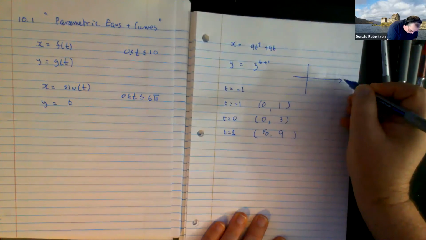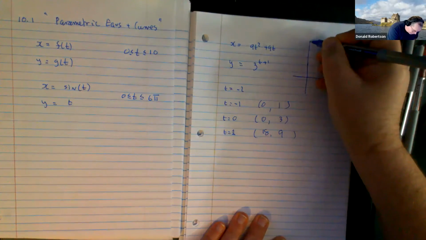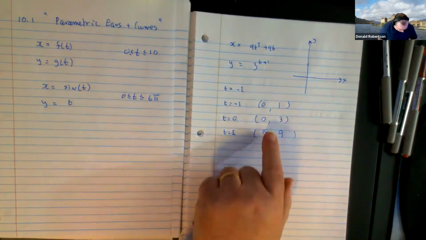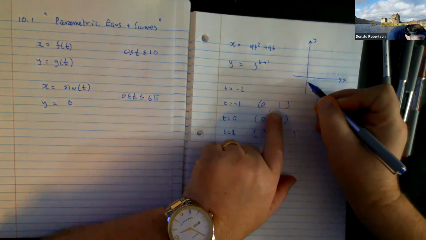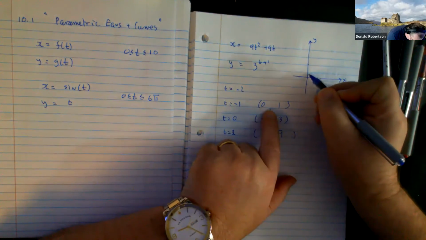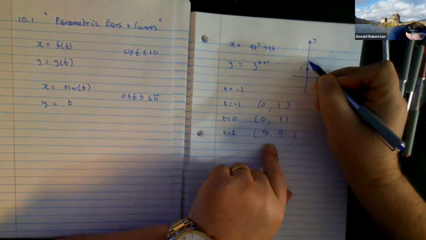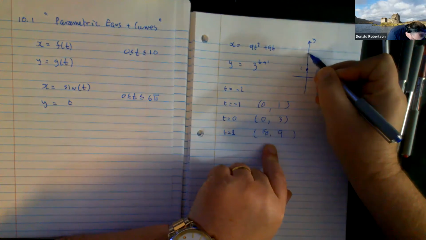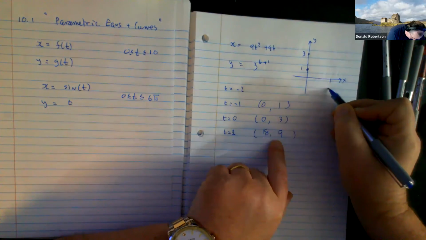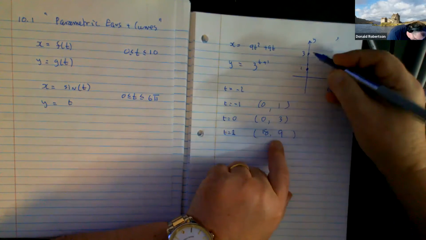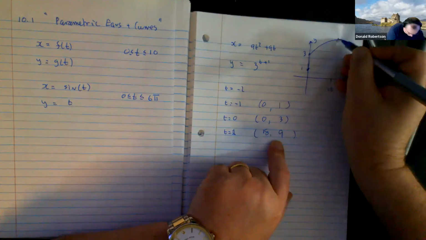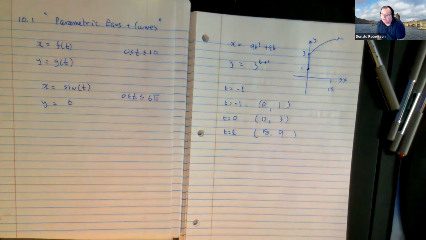Then what I could do, this would be old school. Couldn't I just plot at 0, 1, which would be 0, 1, and then at 0, 3, and then at 18, 9? If I did enough points, couldn't I just draw what the thing looked like?